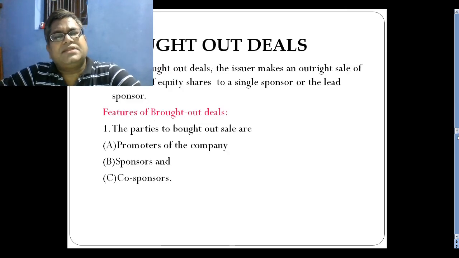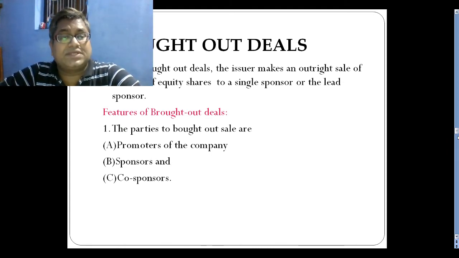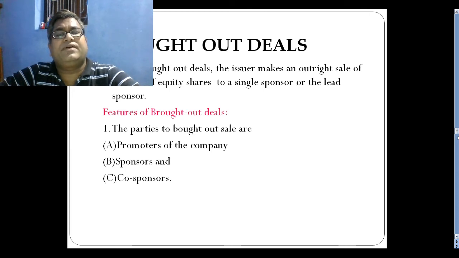My dear students, as we discussed previously, the first method is the public issue, the second is the rights issue, the third is the bonus issue, the fourth is the private placement, and the fifth is the bought out deals. Bought out deals means the issuer makes an outright sale of a chunk of equity shares to a single sponsor. Some lead sponsors, lead bankers and specialized financial institutions are there through which we can raise the funds.